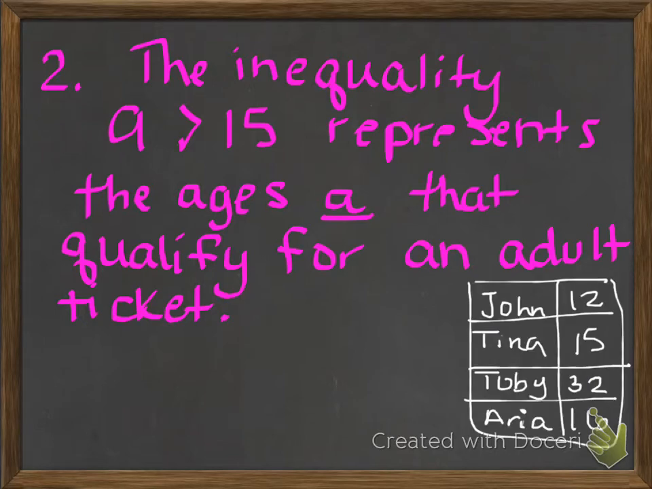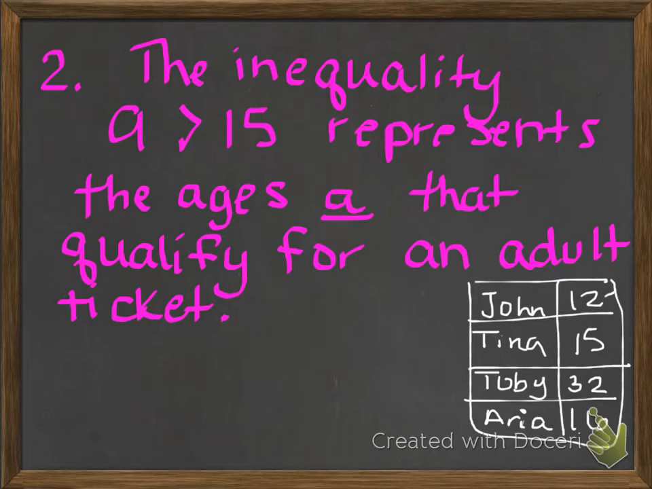Now you see the table to the right-hand side that I've drawn here, and I've got John is 12, Tina is 15, Toby is 32, and Aria is 16. So the question will say, which people qualify for an adult ticket? The answer choices will have the names in them. So if you're looking at this particular problem, you want to ask yourself which people qualify for an adult ticket where A has to be greater than 15.